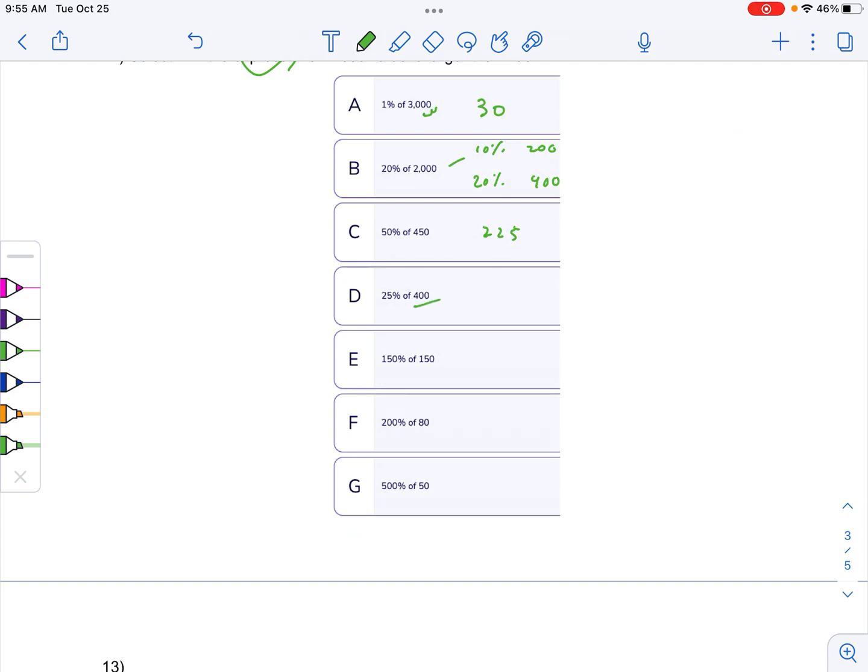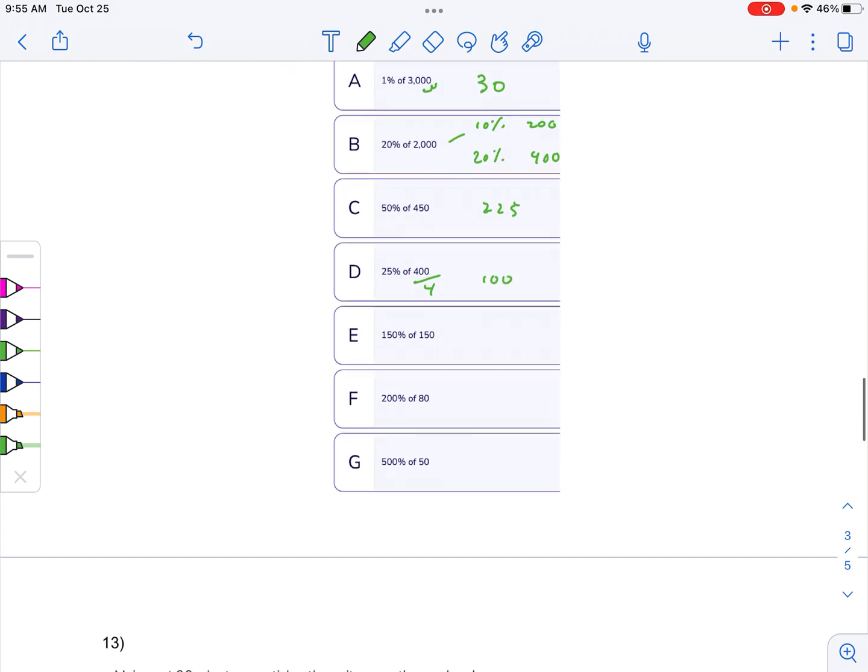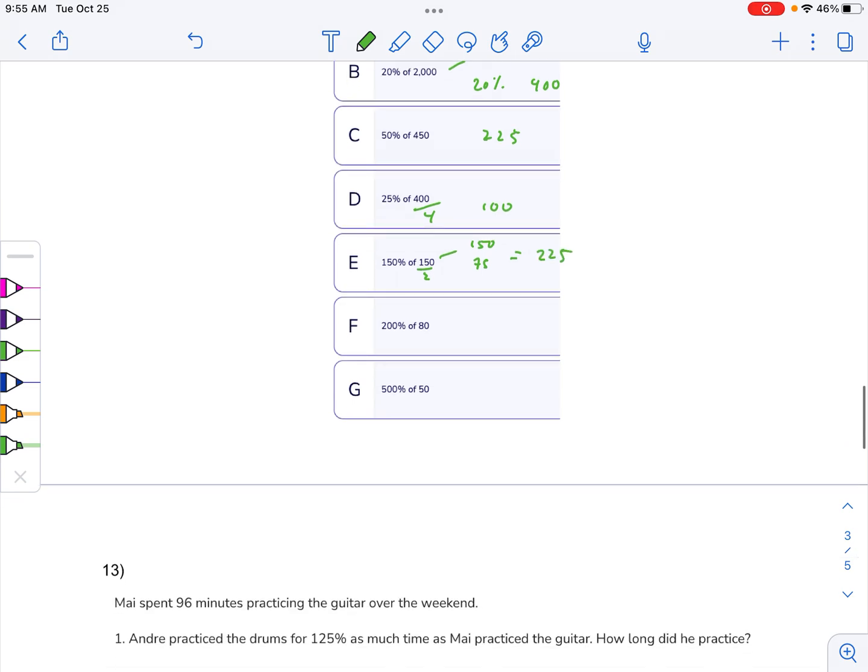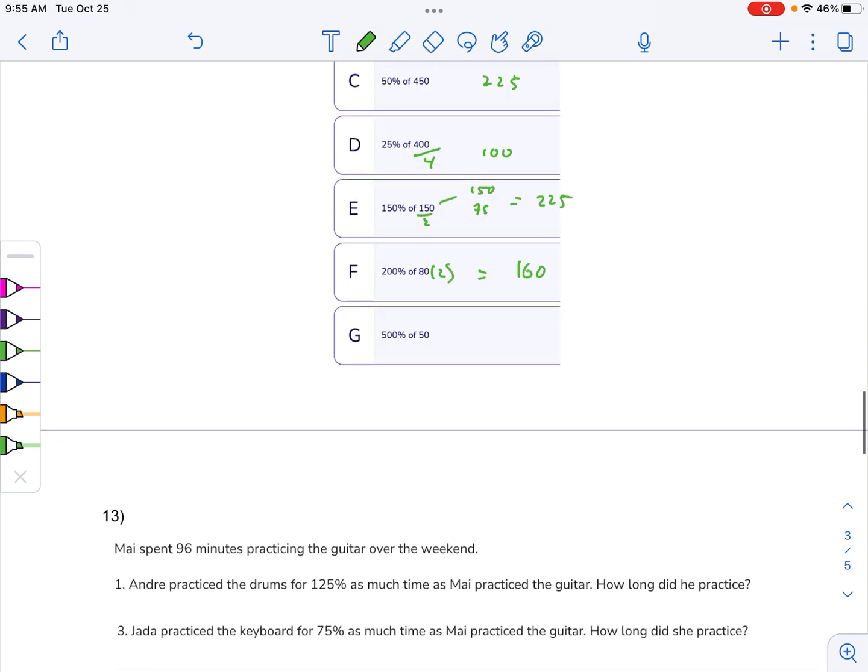25% of 400, so I'm going to take 400 and divide it by 4, getting those 4 groups, which will be 100. 150% of 150 is, so I got to get 150, which is 100%, and that 50% I need to half that. So 150 divided by 2 is going to be 75. So I got to add those together, and I'm at like 225. 200% of 80, so I'm going to take 80 and double it. That gets me up to 160.